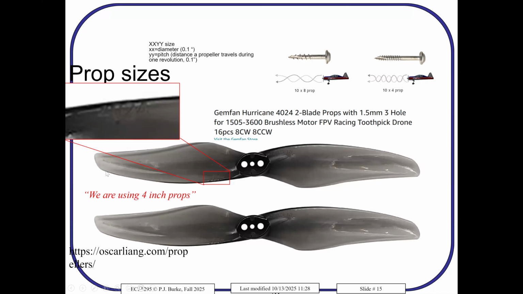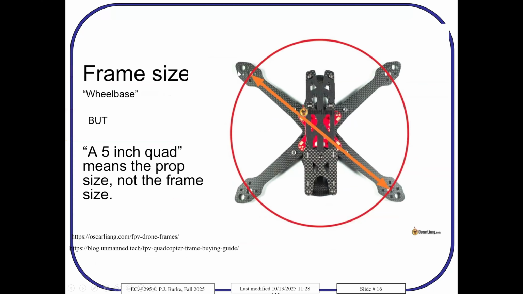Okay, so 4024 props. Be careful, there's 2 orientations, clockwise and counterclockwise. We'll get to that in a minute. The other spec is for frame size called a wheelbase. So the 5-inch quad means the prop size, not the frame size.